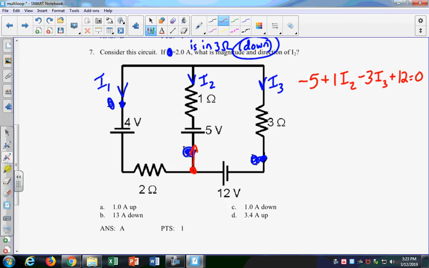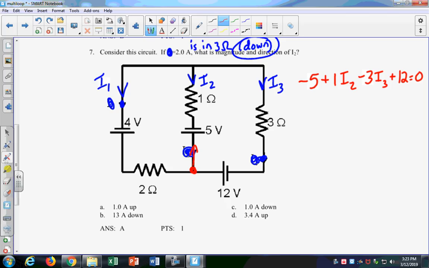I could go the other direction, in which case it would be minus 12 plus 3I3 minus 1I2 plus 5. It would just be the negative of this equation. Everything would be negated. Everything would be opposite: plus 5 minus 1I2 plus 3I3 minus 12. So essentially, whenever it's going to ask multiple equations and which one fits it, I would just have to check. We'll look at some of those in just a minute. So let's finish this right now.